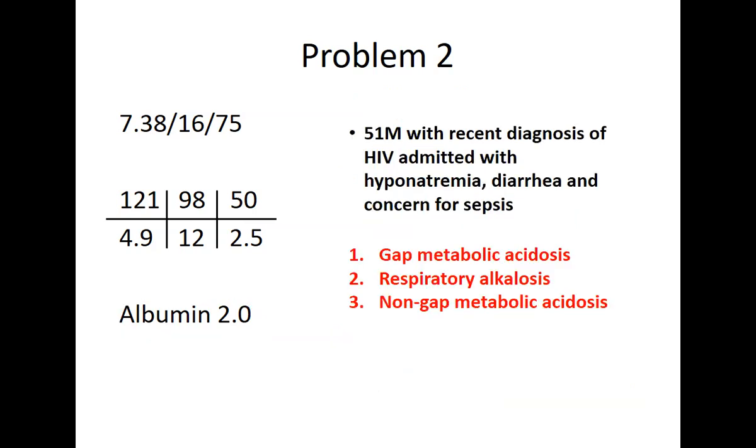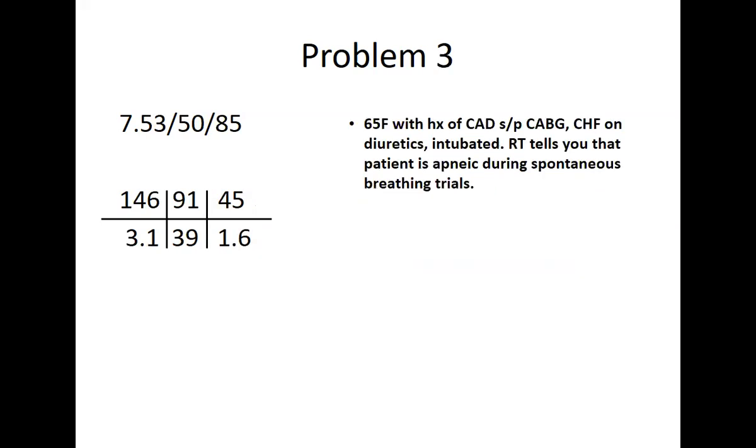So he has a triple acid base disorder. He's got a gap acidosis, probably due to, I'm trying to remember, oh, yeah, he had a lactate of 6.6. So he's a gap acidosis due to his lactate of 6.6. He's got a respiratory alkalosis because of his sepsis, and he's got a non-gap metabolic acidosis due to his diarrhea. Good, right? Wasn't that easy? See, there you go. Okay, problem number 3.